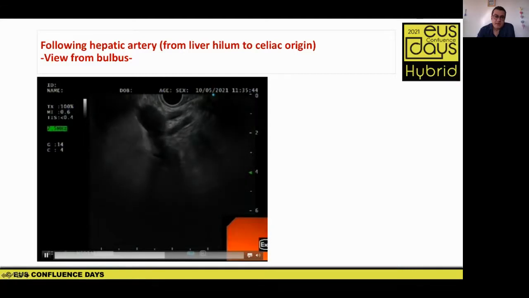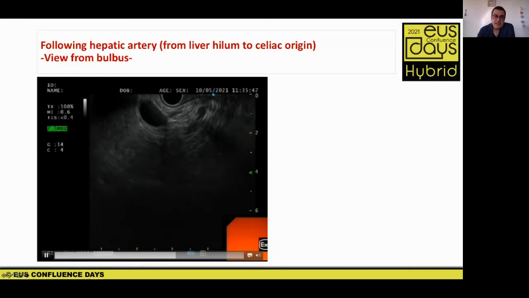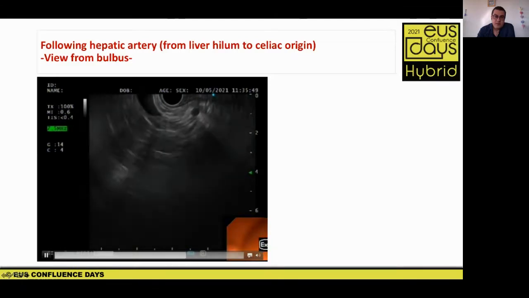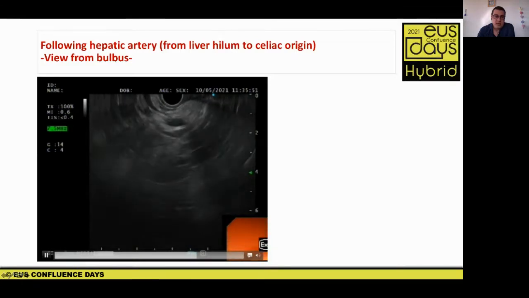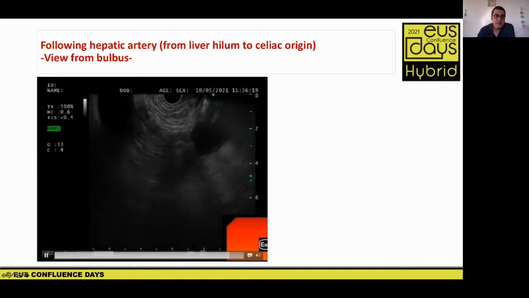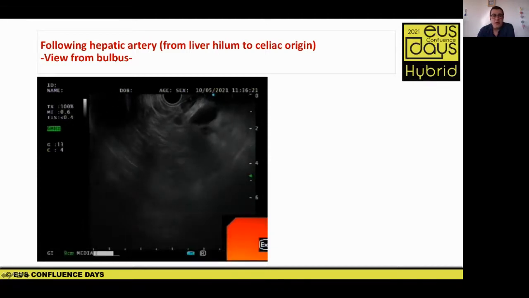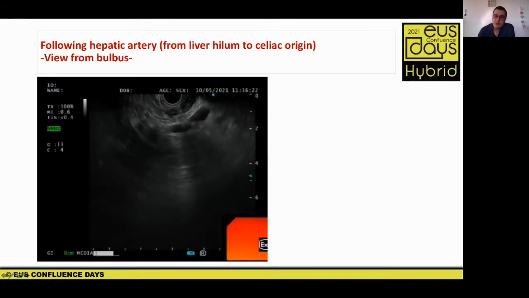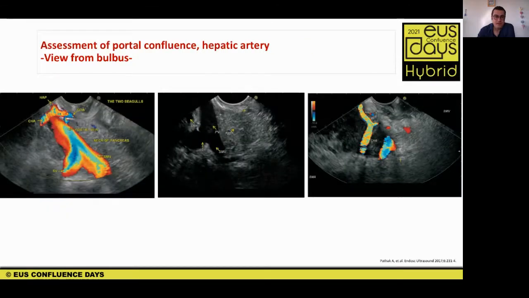And the hepatic artery comes towards the left and then turns, and it travels toward the aorta, but before going to the celiac, it unites with the splenic artery and then with the aorta. This is how we follow the hepatic artery in the bulb. To see static images, this is the portal vein, the splenic vein, and SMV, and you see the hepatic artery.